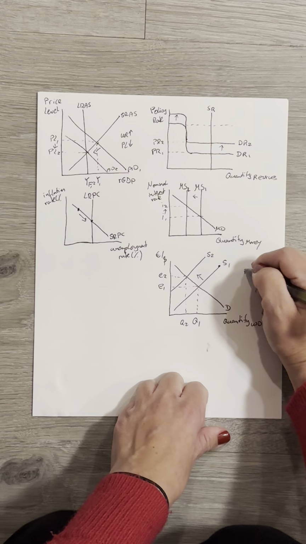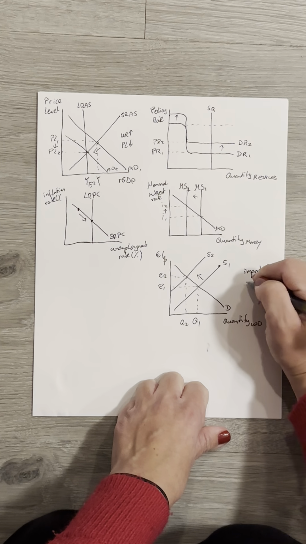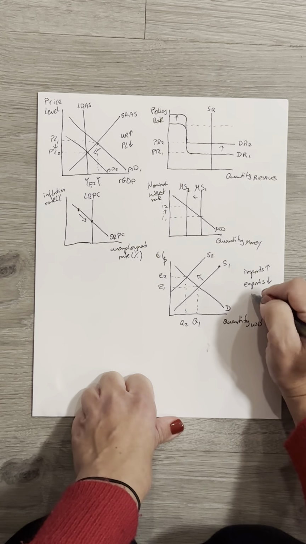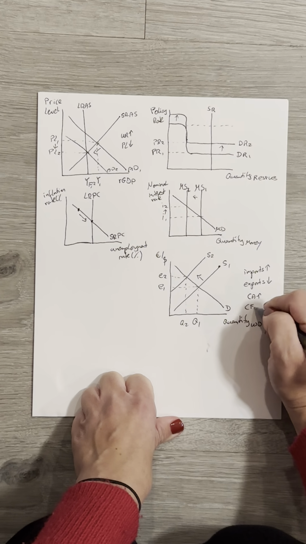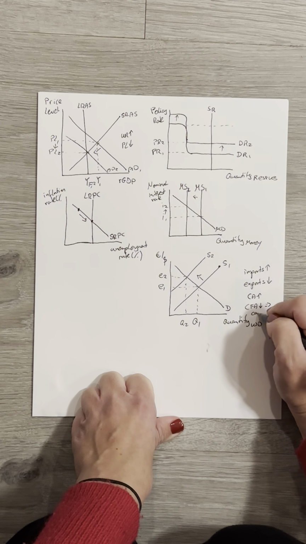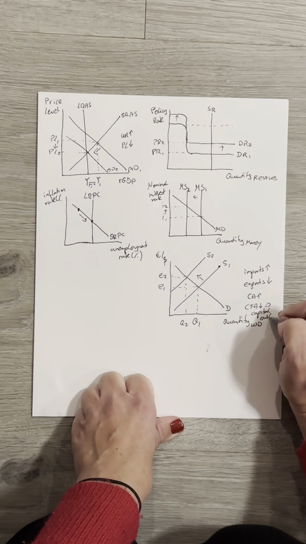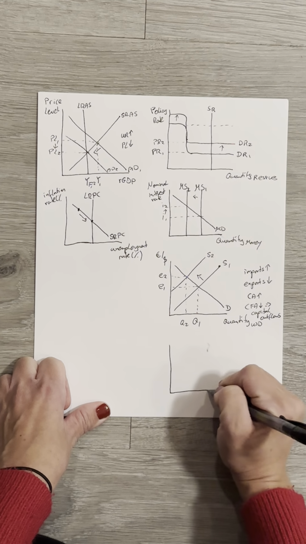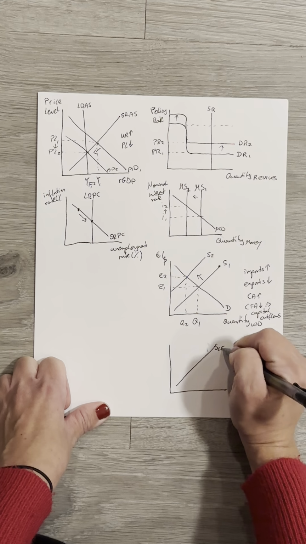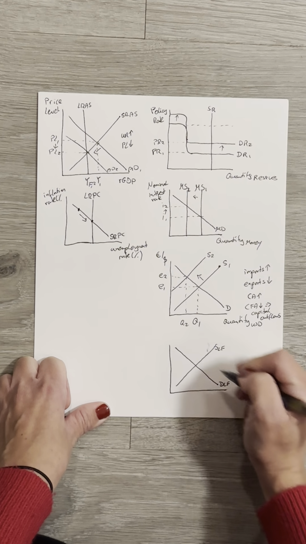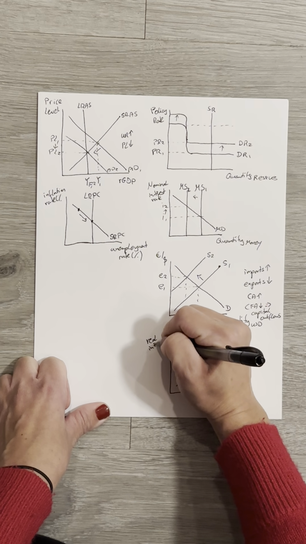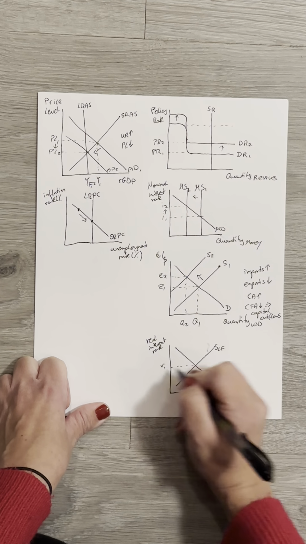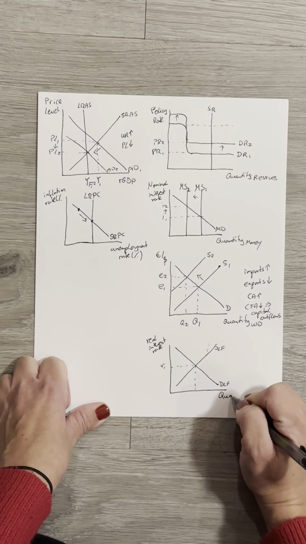As a result, imports increase, exports decrease. And then we can also say current account increases, capital and financial account decreases, which signifies capital outflows. Now, capital outflows is what we can show on the loanable funds market graph. Quantity of loanable funds.